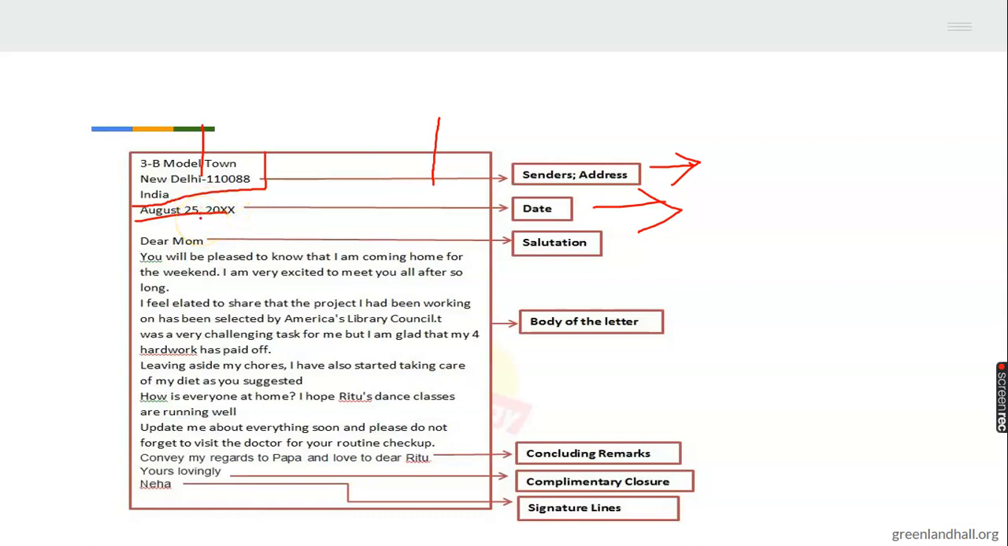You must first, in the body of your letter, arrange it in a way that will be interesting. Look at this letter. Dear mom, you will be pleased to know that I am coming home for the weekend. I am very excited to meet you all after so long. You must start in a way that will make the person happy. They are your close relatives, so you must make them happy.